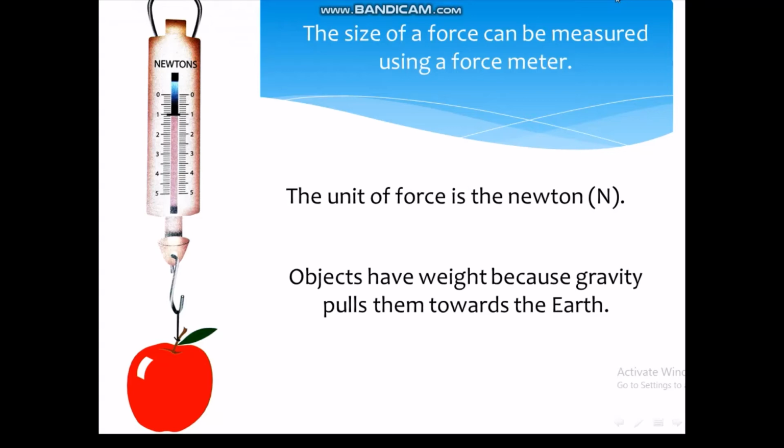Take a look at the picture we have here for a spring balance. When you hang an object from it, the weight of the object pulls the spring down and stretches it. Objects have weight because the force of gravity pulls them towards the surface of the earth. And when you measure the force exerted by an object in Newtons, you're actually measuring its weight.